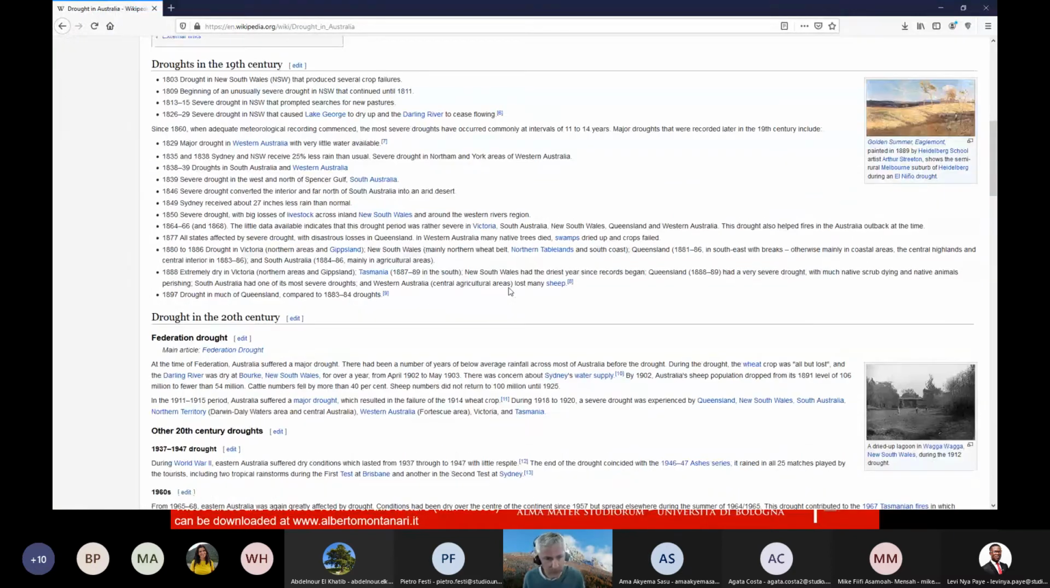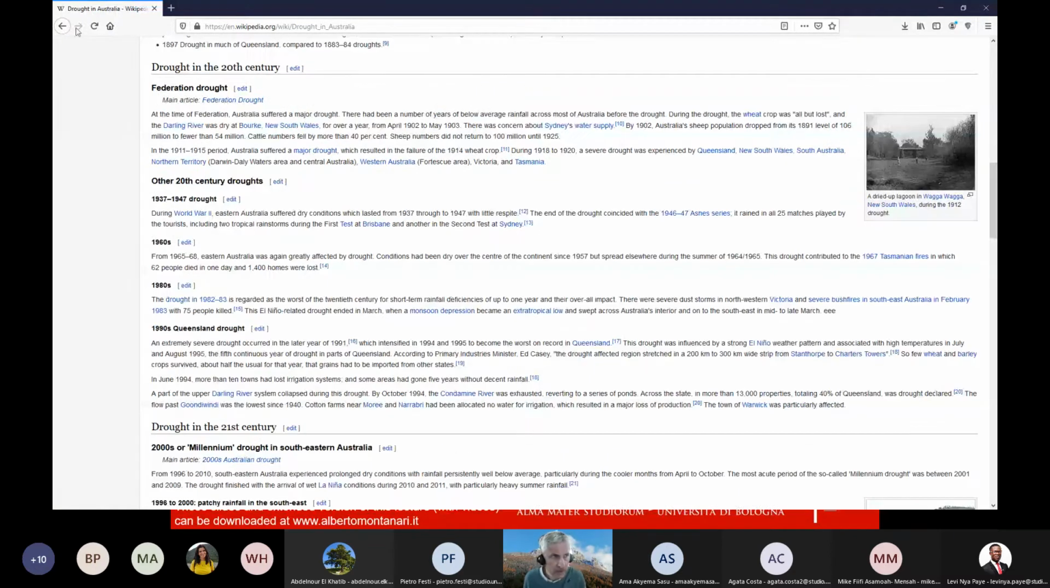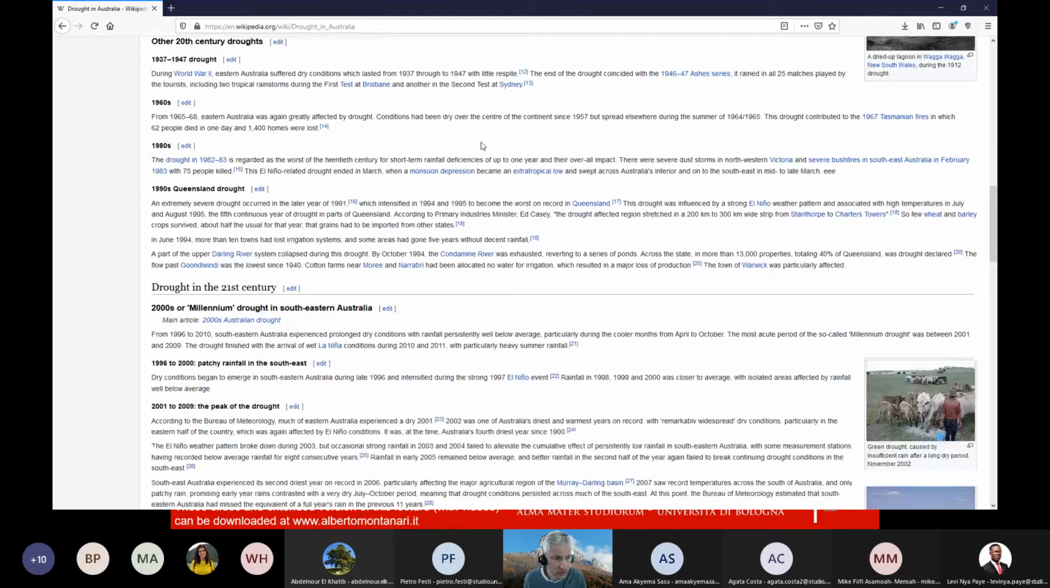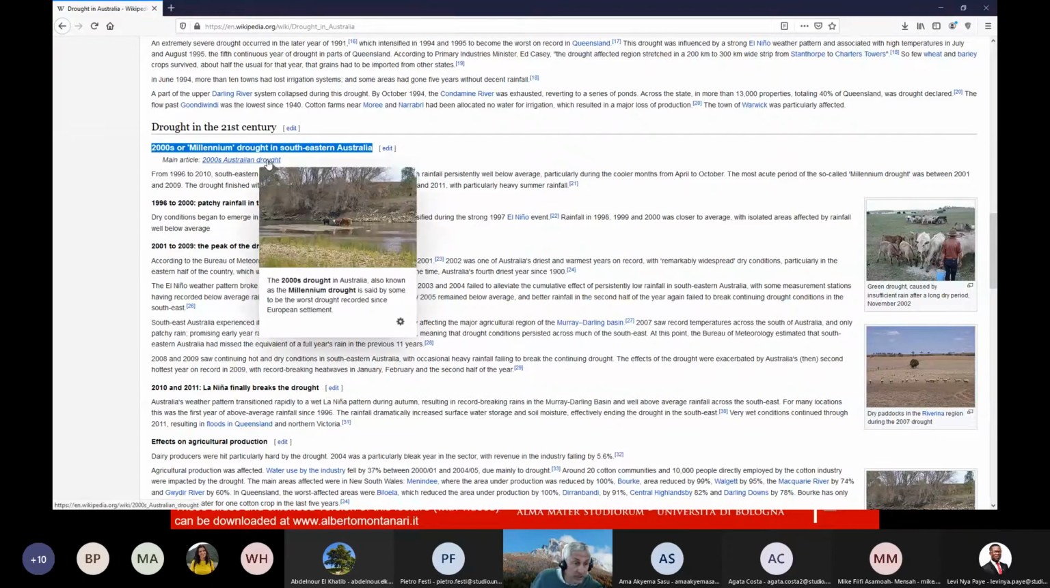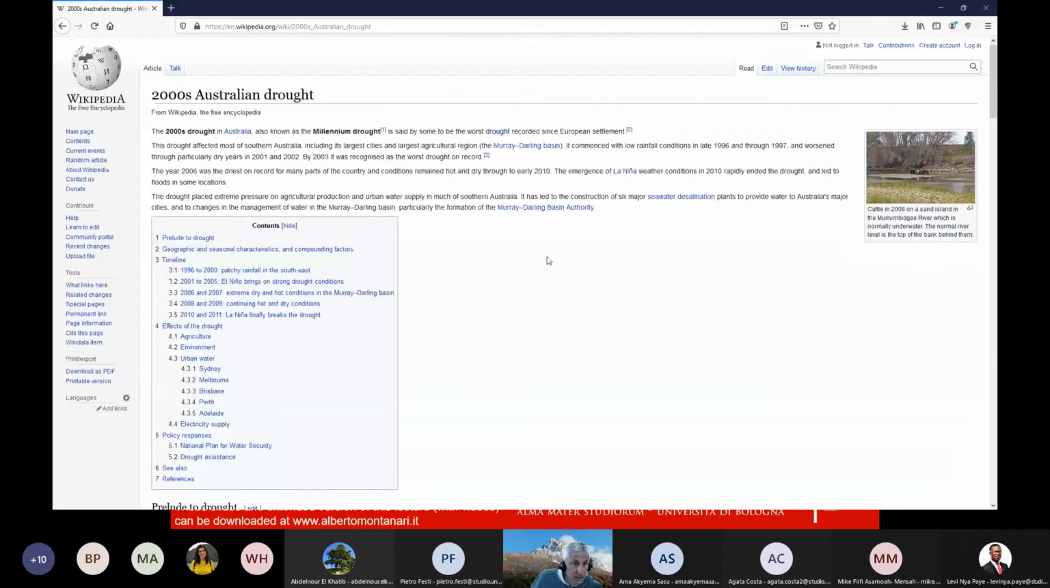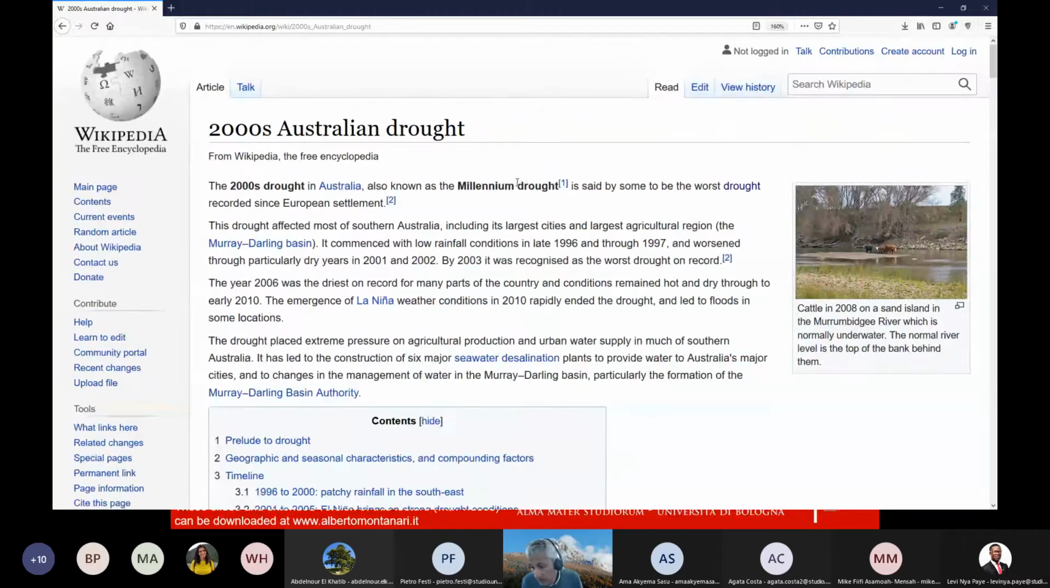This is a full history of the droughts in Australia. Now, let's look at the drought in the 21st century. And here you see this link, Millennium Drought in southeastern Australia. Let's click on it. There is another Wikipedia page. Let me expand the font. This is what was called the Millennium Drought.